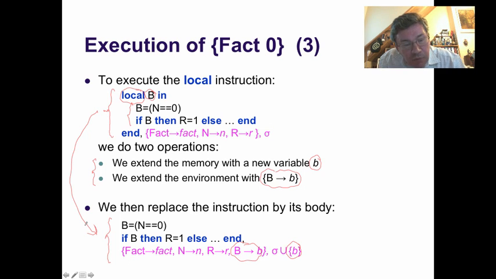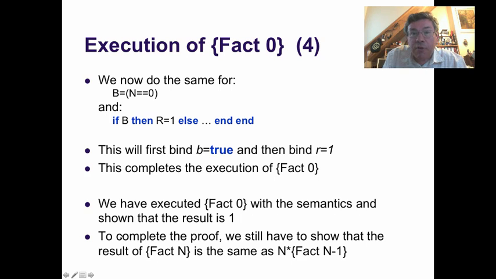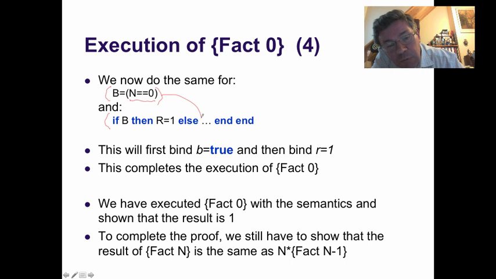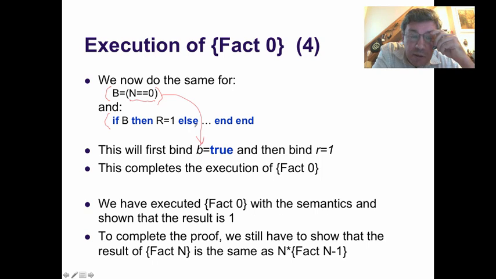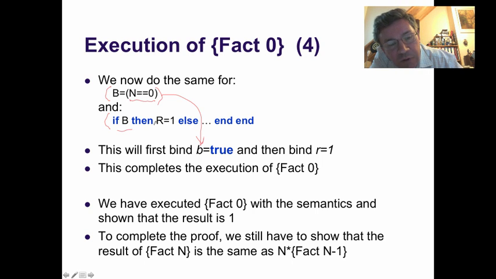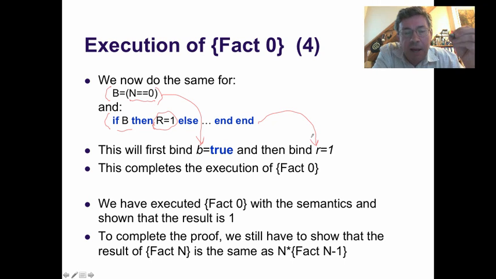And now we continue. Now we have to execute this instruction. The way that works is we will execute the b equal n equals 0, and then the if. So the first one here, b equal n equals 0, will do this comparison and eventually will bind b to true in the memory, and then the if will execute, and since b is true, it will execute the r equal 1 in the abstract machine and bind the r variable to 1. So this completes the execution of factorial 0 in the abstract machine. So we have done the execution in the simplified precise machine.